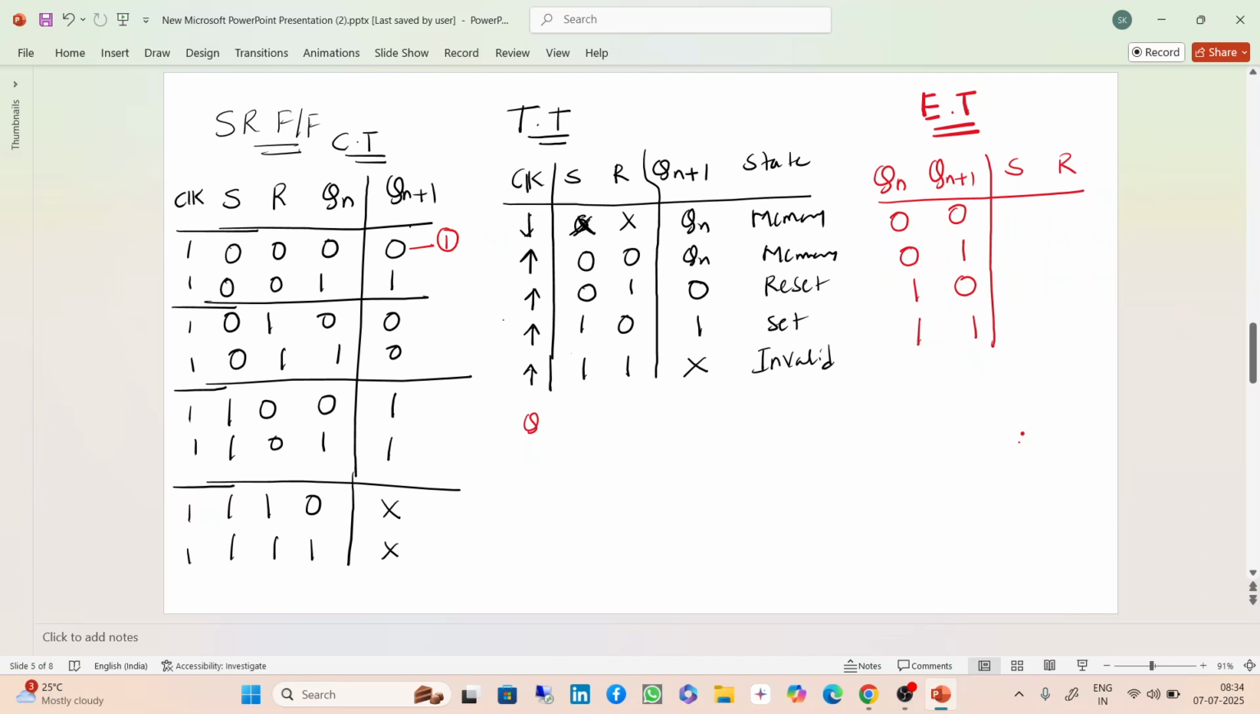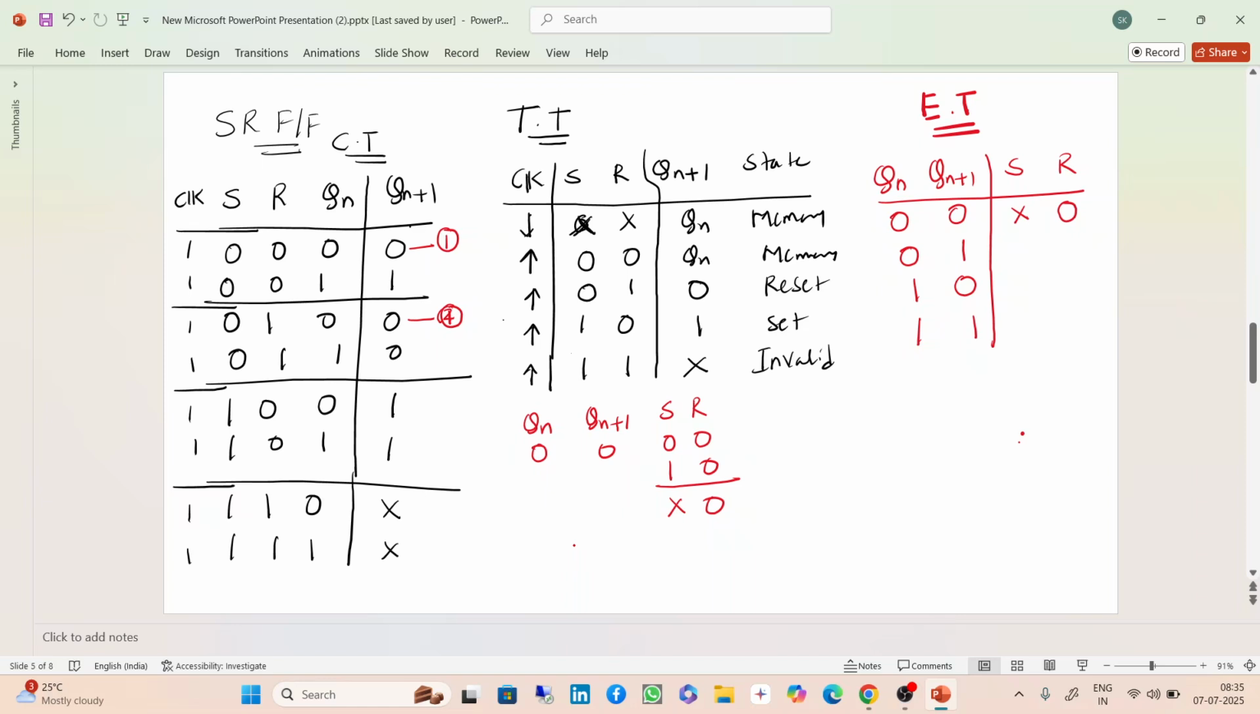So here I am writing Qn, Qn plus 1, S and R. When Qn and Qn plus 1 are 0 0, what are the S and R values? In the first case, S and R can be 0 0 or 1 0. Because two possible values are there, 0 0 and 1 0, you can write it as 0 with don't care: S is 0 and R is don't care. That is a possibility.